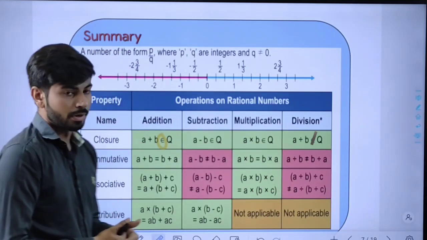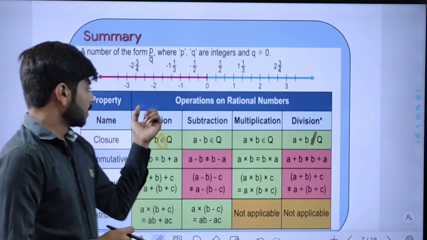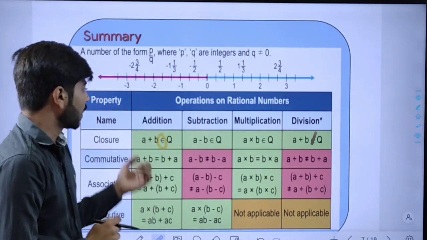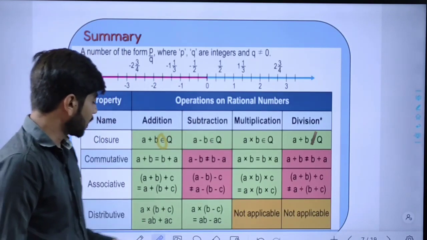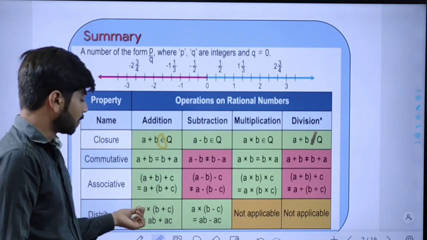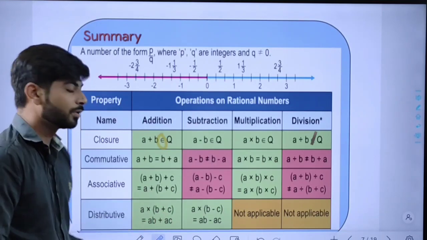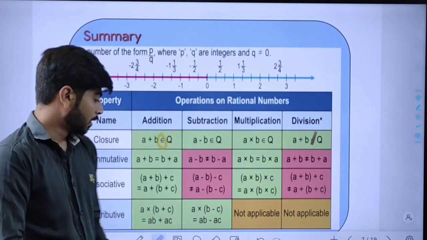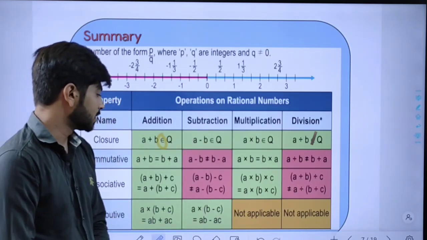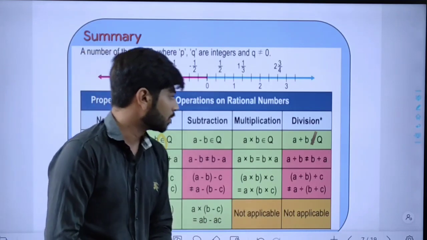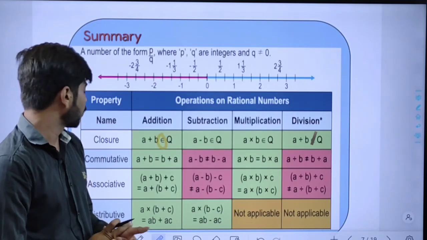Now distributive property. Distributive property we have studied in 7th standard. Multiplication over addition and multiplication over subtraction. So if a is multiplied by b plus c, we will multiply a with b and then a with c, and we will put the addition sign between them. If it is subtraction, we will get a multiply with b minus a multiply with c. It is not used for multiplication and division. Okay, so these are the summary for the main property.